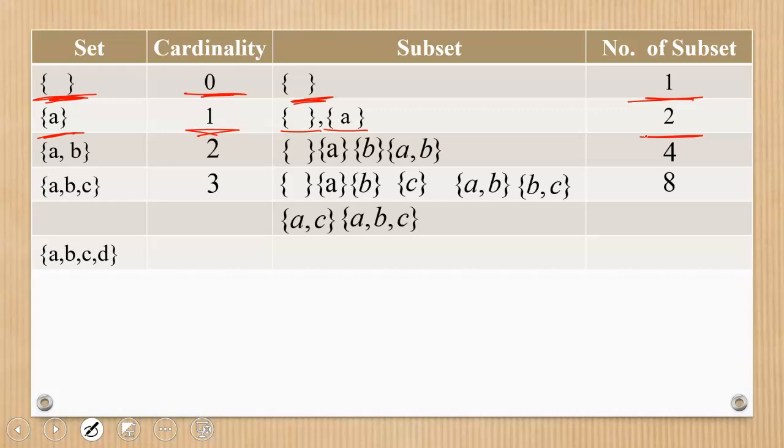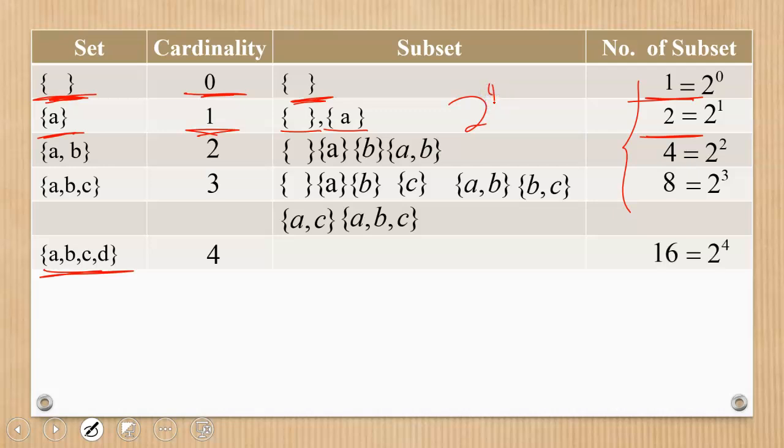Now observe these numbers over here. Realize that the first number, which is 1, can be written as 2 to the power 0. 2 can be written as 2 to the power 1. Then 2 to the power 2, and 2 to the power 3. So I can predict that if I have a set containing 4 elements, I'm going to have 2 to the power 4, which will give me 16. So a set containing 4 elements will give me 16 subsets. And when I continue and say a set containing 5 elements, then I'm going to get 2 to the power 5, and that will give me 32.